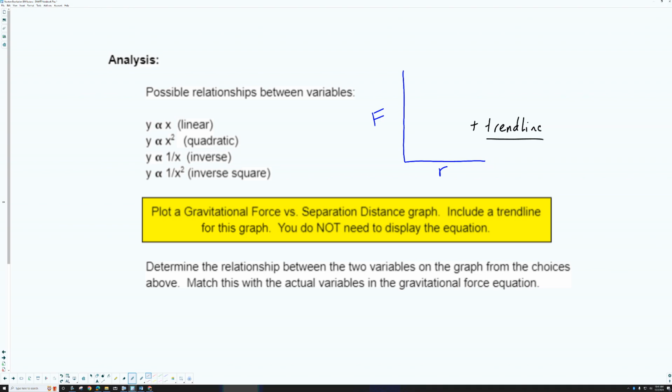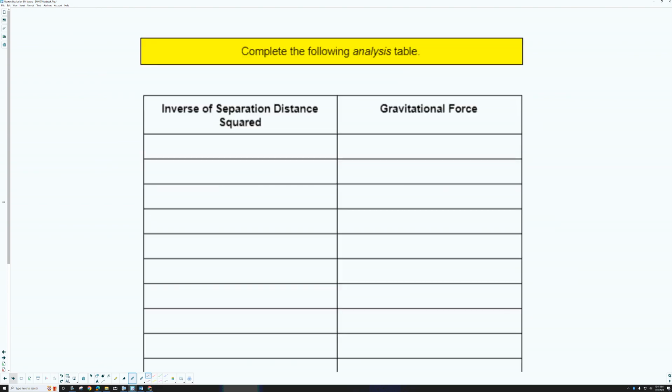Now, what you're going to do, guys, is draw the graph and then identify what relationship that is. Is it linear? Is it whatever? And then you're going to do something else. You're going to calculate the inverse of the separation distance squared. In other words, 1 over r squared. So whatever your value of r is, let's say your value of r was 2 meters, square it. That's 4. And then 1 over 4 is 0.25. Does that make sense? So square the distance and then flip it over. Make sure you include the units for this as well.